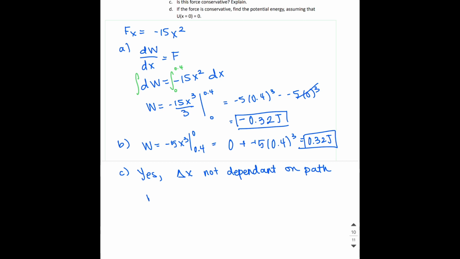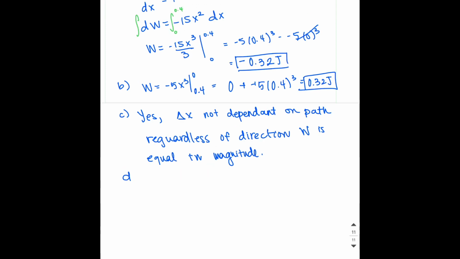So regardless of direction, work is equal in magnitude, in number value, just different signs.